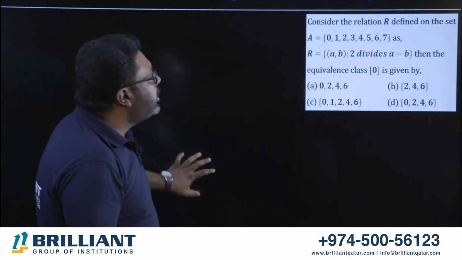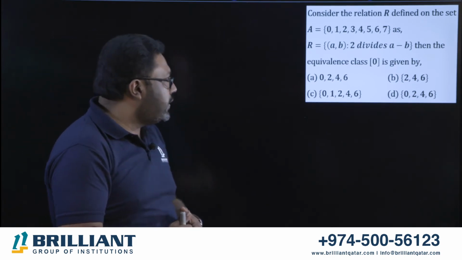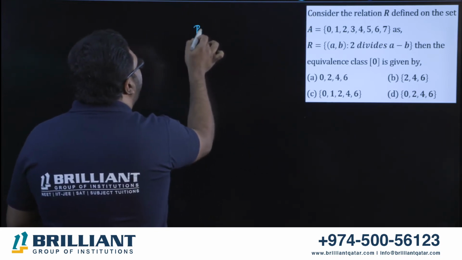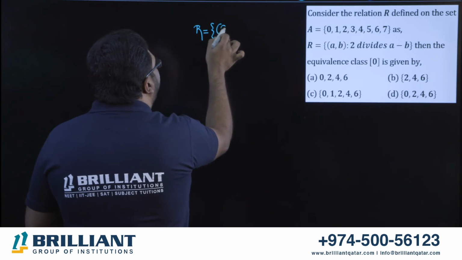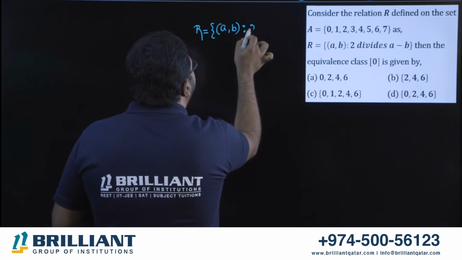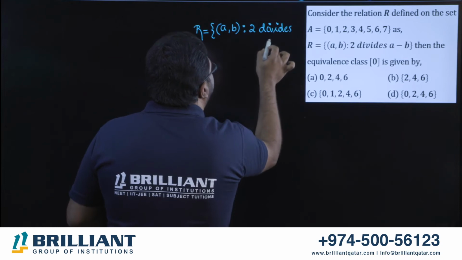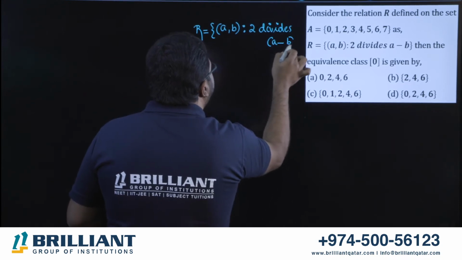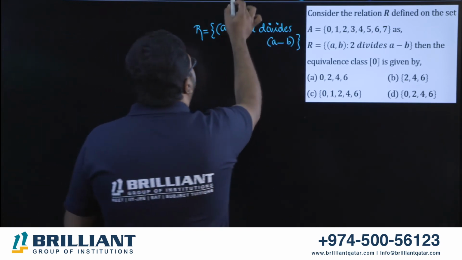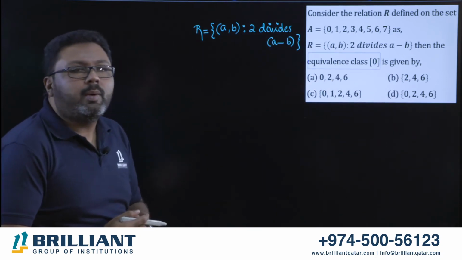Next. Consider the relation R defined on the set A = {0, 1, 2, 3, 4, 5, 6, 7}, and the relation R consists of ordered pairs (a, b) such that 2 divides a minus b. The difference of a and b is going to be an even number. a minus b should be an even number. And they're asking me to find the equivalence class of 0.